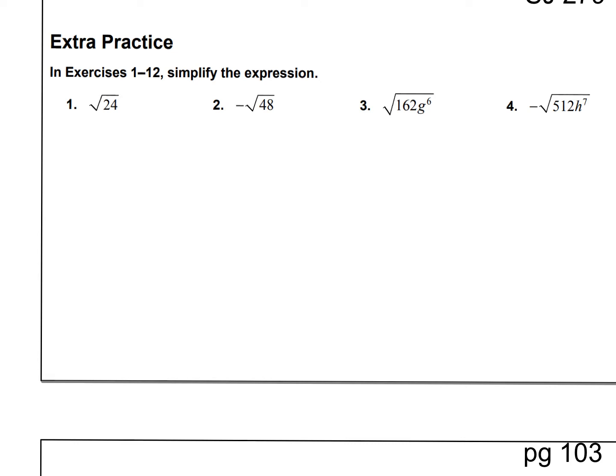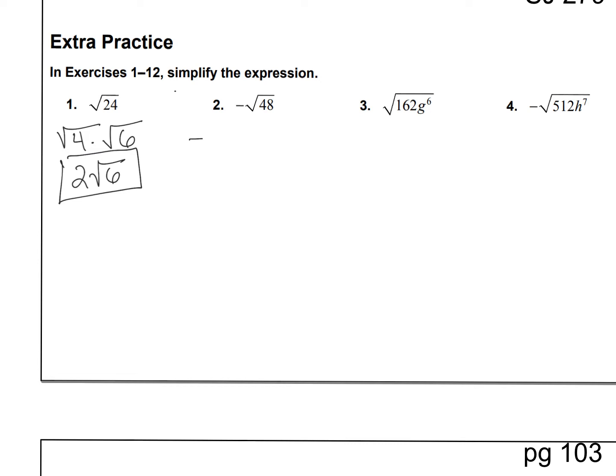So as I look at number 1, I know that 4 is the biggest perfect square found within 24. So I'll rewrite the square root of 24 as the square root of 4 times the square root of 6. The square root of 4 is 2, and the square root of 6 I cannot simplify, so the square root of 24 is 2 times the square root of 6.